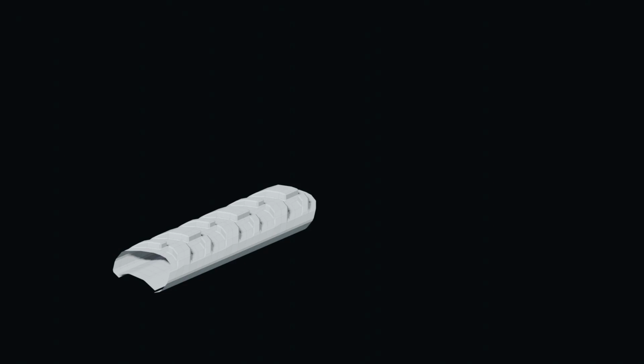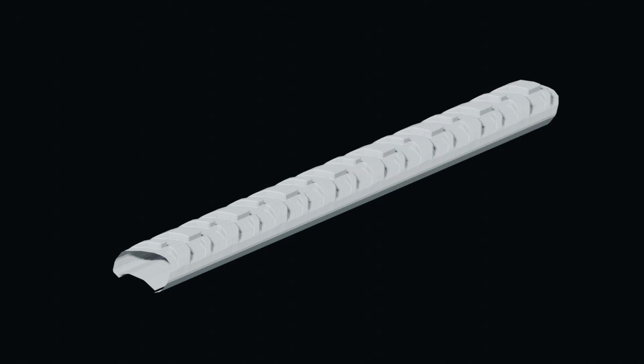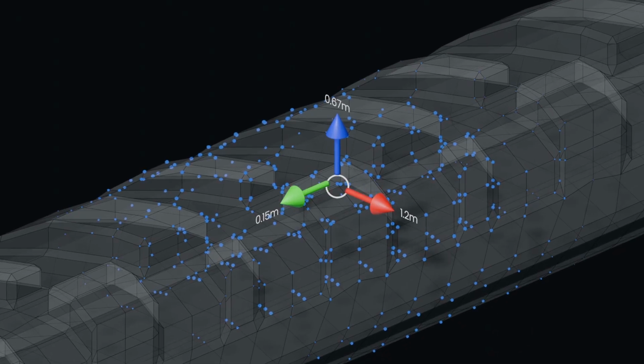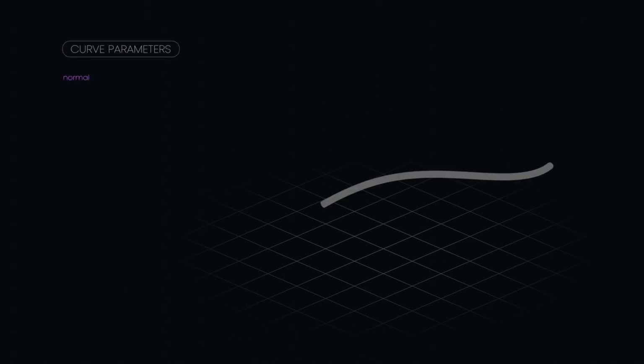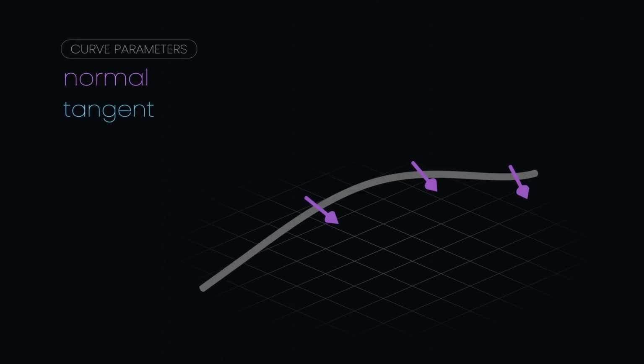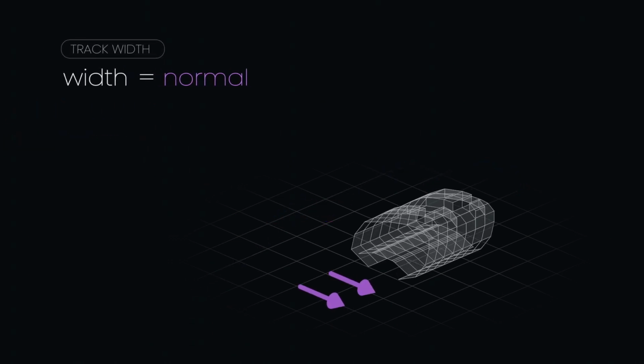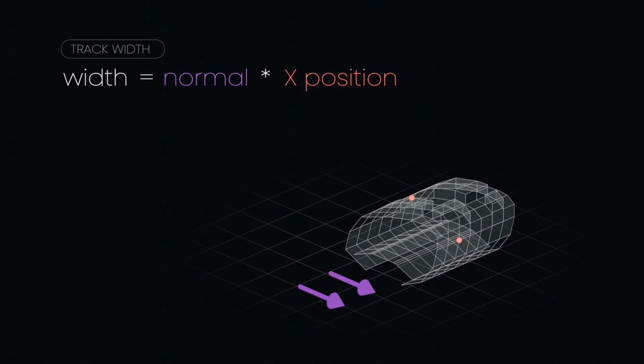So first, we need to create a custom array modifier to get the whole track. After that, we need to align the point's position to match the curve shape. How will we do that? We will capture the position of each point and separate it into x, y, and z. Curves have their own parameters, such as normal, tangent, and position. To make the track wide, we will multiply the normal of the curve by the x of each position.